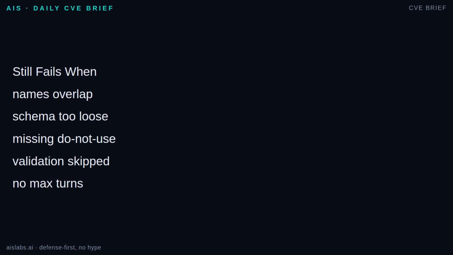If search orders and find order mean almost the same thing, you are back to guessing. If your schema accepts a giant freeform object, the model can stuff anything inside it. If required fields are not enforced by your code, the schema is decoration. Another trap: descriptions that are too clever. Do not write legal contracts. Write clear operating instructions. Also, the model may call a tool when it should answer from context, especially if every description sounds tempting. Say when not to use the tool, right in the description. Finally, set turn limits. Bad tool definitions plus unlimited retries become production loops.